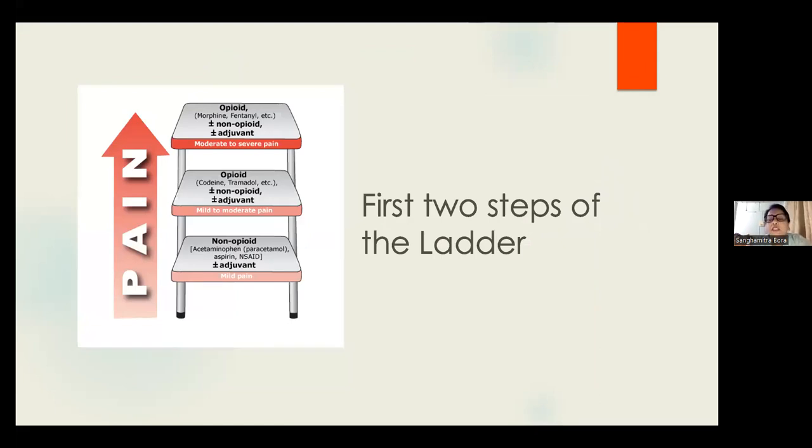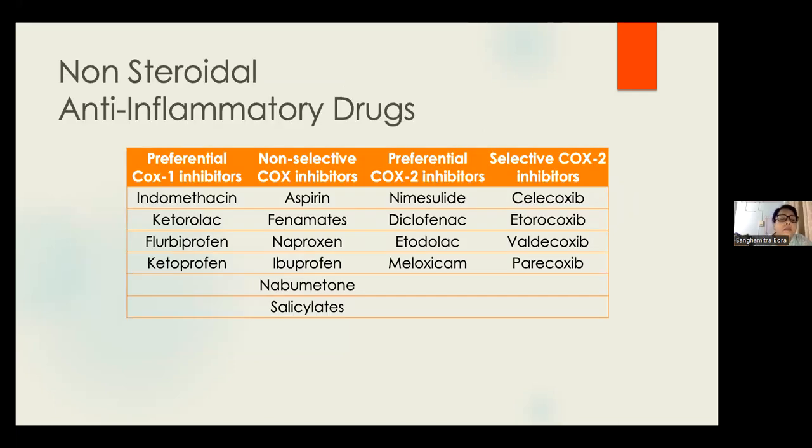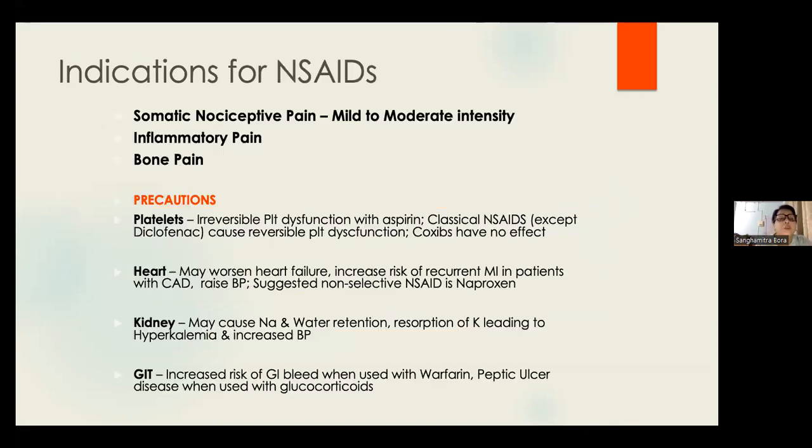So coming to the first 2 steps of the ladder, what do we do in the first 2? What are the main medications that we find in the 2 steps of the ladder? Basically, the non-steroidal anti-inflammatory drugs. And we have something called the preferential COX-1 inhibitors, the non-selective COX inhibitors. There is a huge range of NSAIDs for you to start advising to your patients.